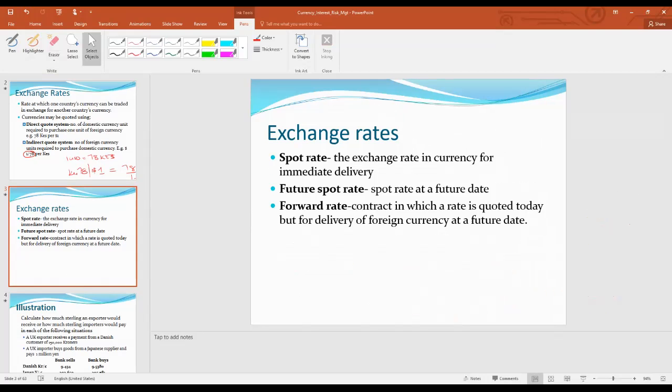Then when it comes to exchange rates, you can have three types of exchange rates. You have the spot rate, the future spot rate, and the forward rate. What's the spot rate? Now, the spot rate is the current rate.